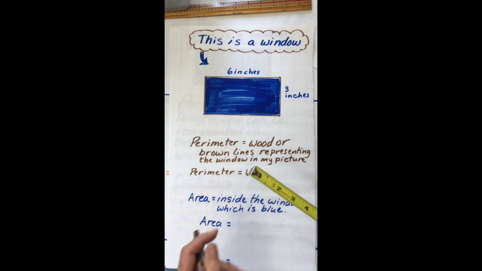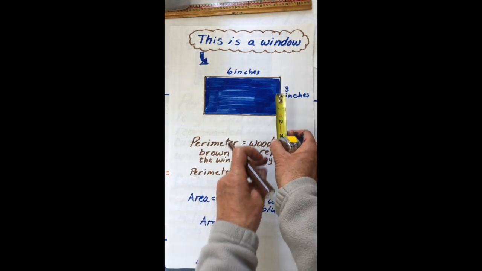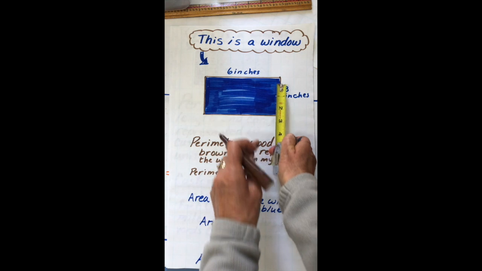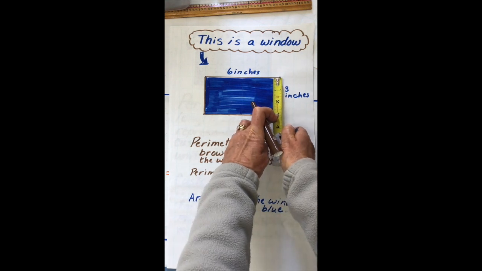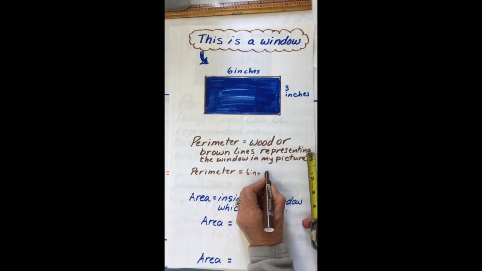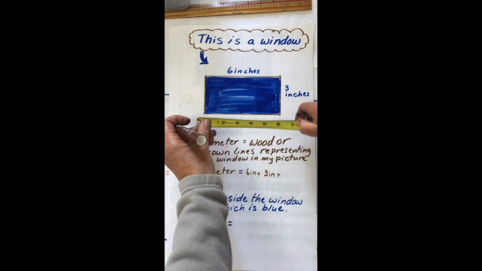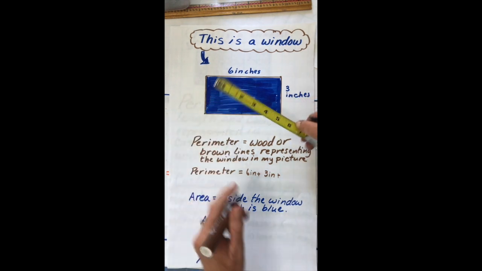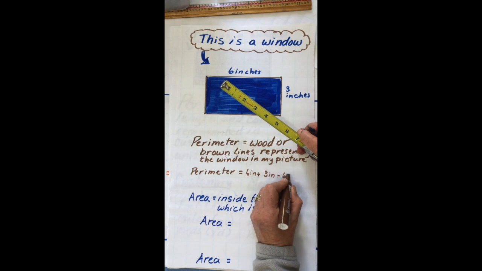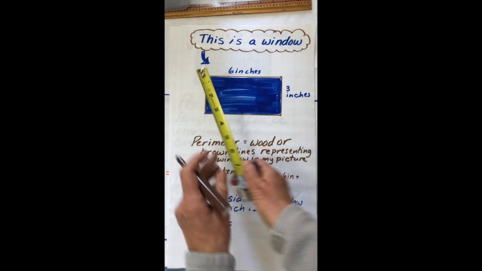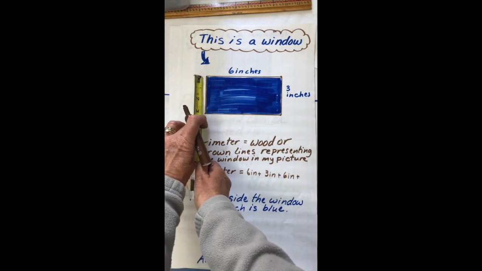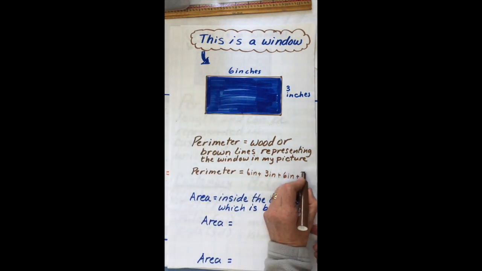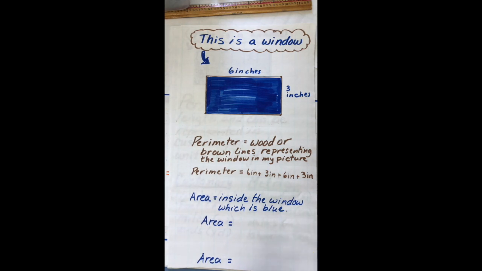And I'm going to abbreviate that. And then if they measured this side here, you'd see that's 3 inches long. So I'm going to have 3 inches. Plus, then they'd measure this one. And that says 6 inches. So I'd have to put 6 inches. And then the last piece of wood I'd need would be this one over here, which says 3 inches. Now I know this would be like a window for a dollhouse or something.